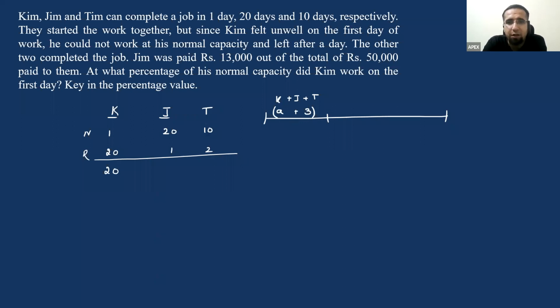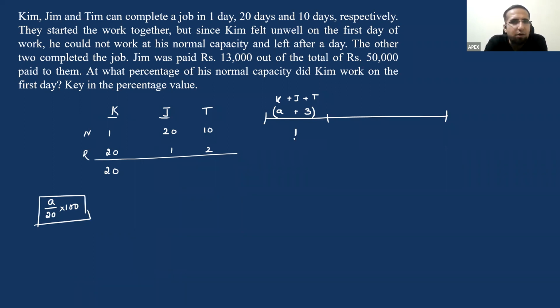What is the normal capacity? At what percentage of his normal capacity did Kim work on the first day? So the question is asking us the value of A by 20 into 100. Simple logic. Okay, now the rest, fair enough. So this is only 1 day.